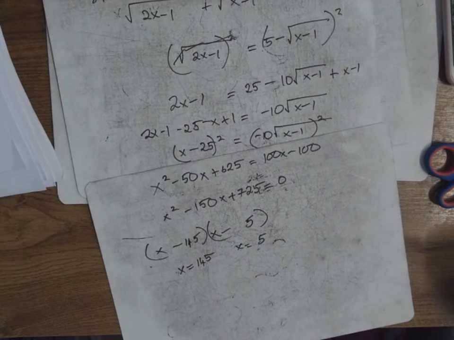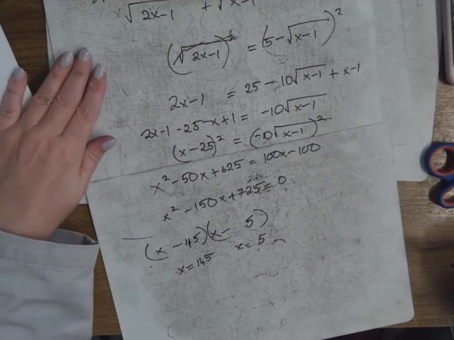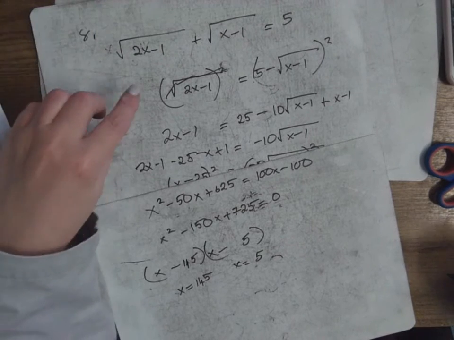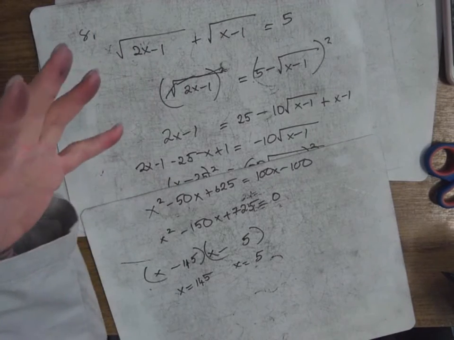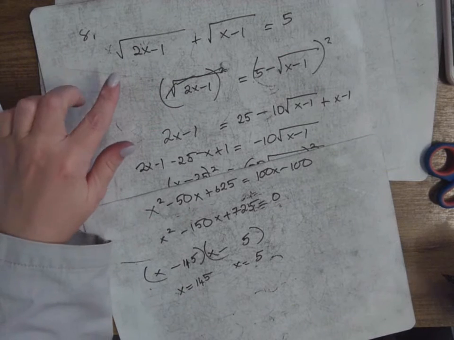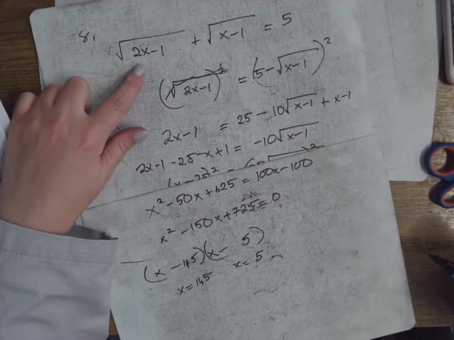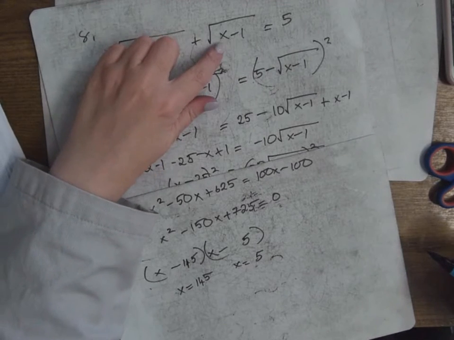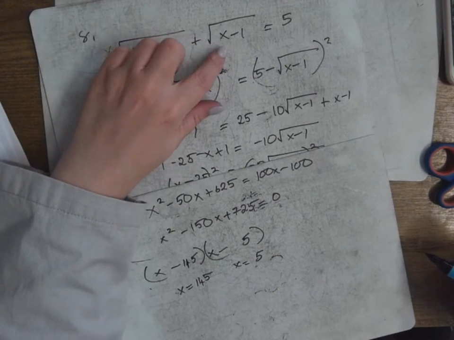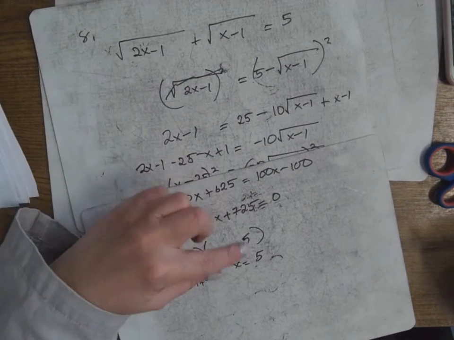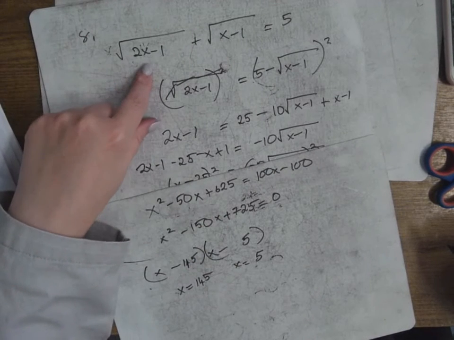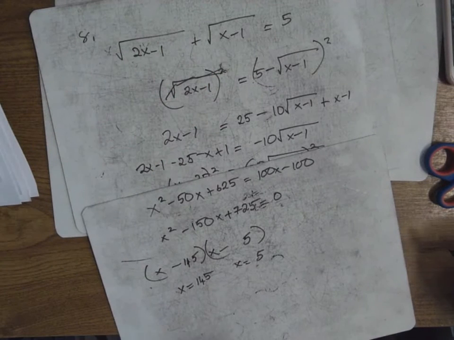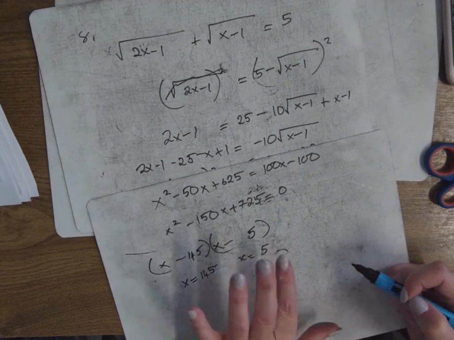Okay, and then go back up to the top, girls, just to make sure that when you fill in for the x, you don't get the square root of a negative number. So if you go back up to the top here, I'll be getting the square root of 289, which is fine. Here, when x is 145, that's the square root of 144, that's fine. When x is 5, this is the square root of 9, which is fine. And when x is 5, that's the square root of 4, which is also fine. So they're both valid answers, okay?